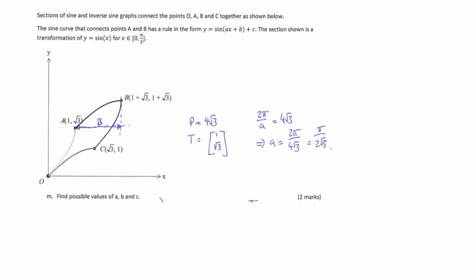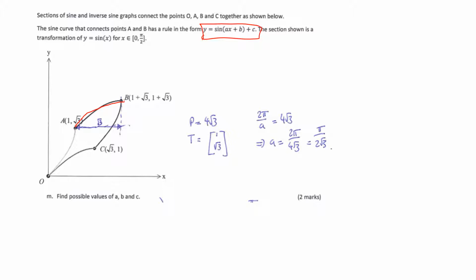All right, so now, finally, the last little cherry on top is this idea of linking O to A and A to B, O to C and C to B with either sections of the sine graph or inverse sine graph. Okay, so let's have a read of it. So we're told that the sine curve that connects A and B, let's just highlight that, is of that particular form.